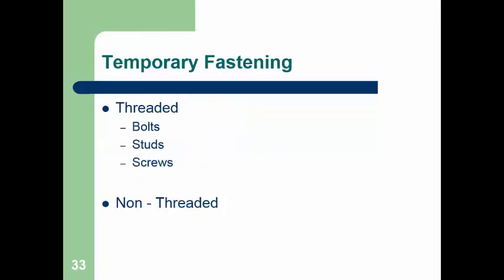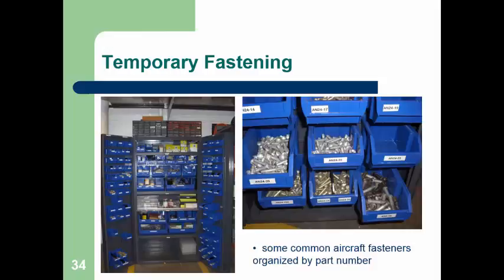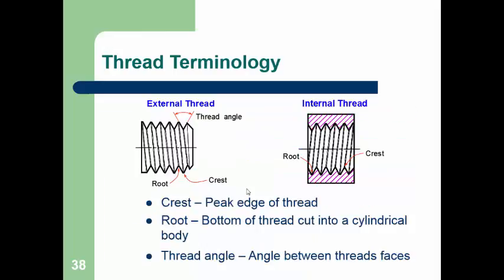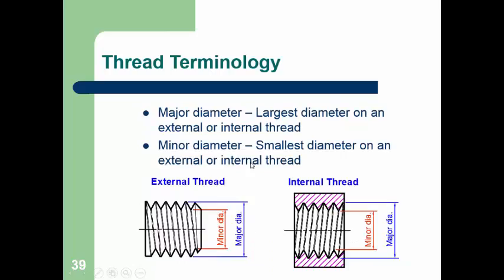So Module 3 covers those fasteners that we can remove and reinstall. Threaded are the most common, probably. Bolts, studs, and screws are major categories there, and then there's non-threaded. See what that is. So this is some common aircraft fasteners. It does introduce thread geometry and terminology, which is very interesting.